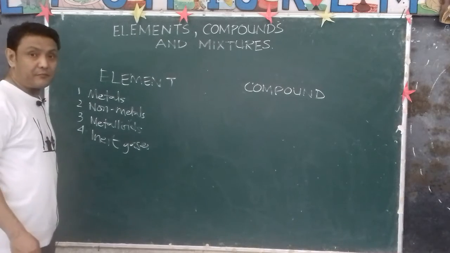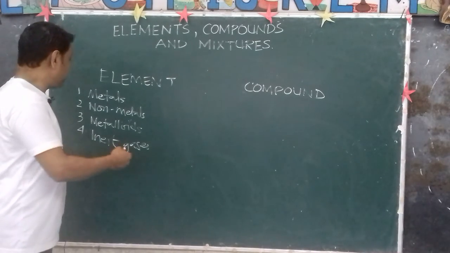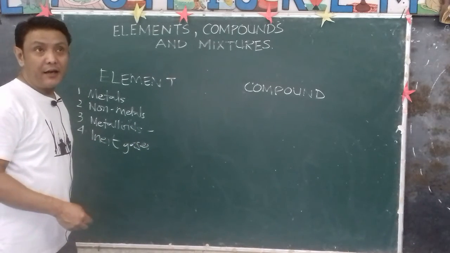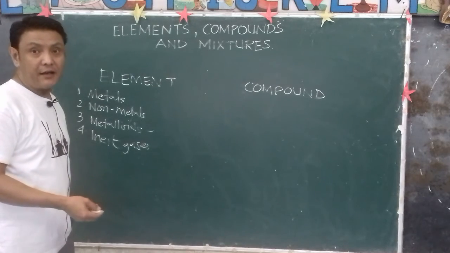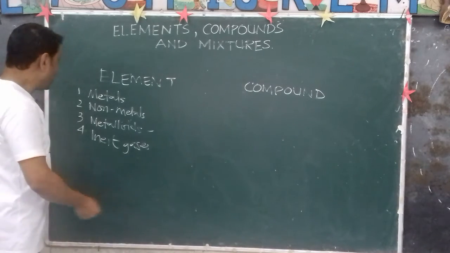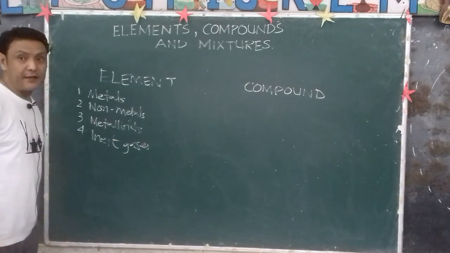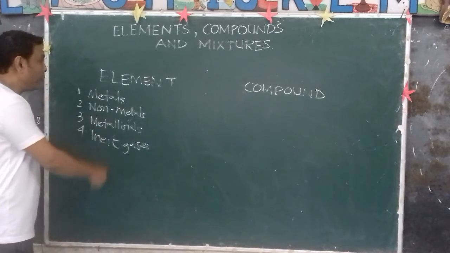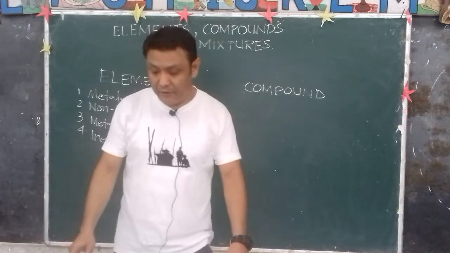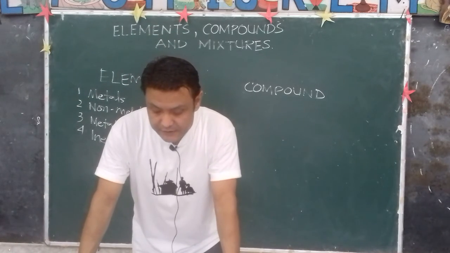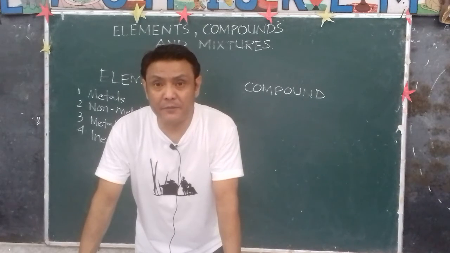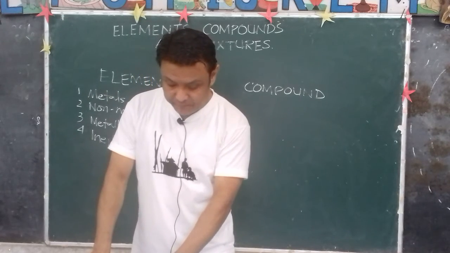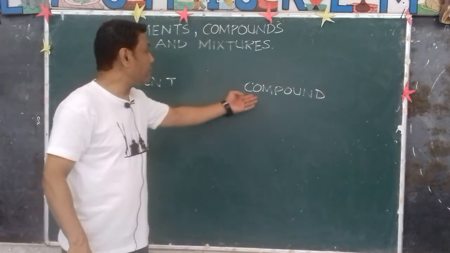Metalloids: there are many metalloids like boron, silicon, germanium, arsenic, antimony, tellurium and polonium. Next, inert gases: helium, neon, argon, krypton, xenon and radon. So we talked about the elements. Elements, once more I will tell you, are those pure substances which cannot be broken down into any more simpler substances and is made up of only one kind of atoms.